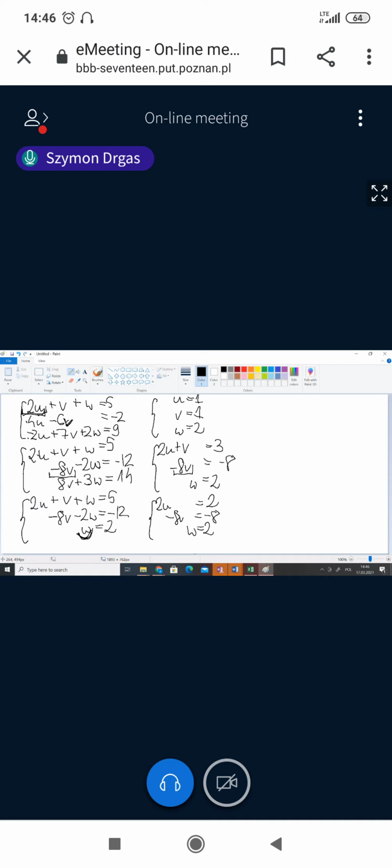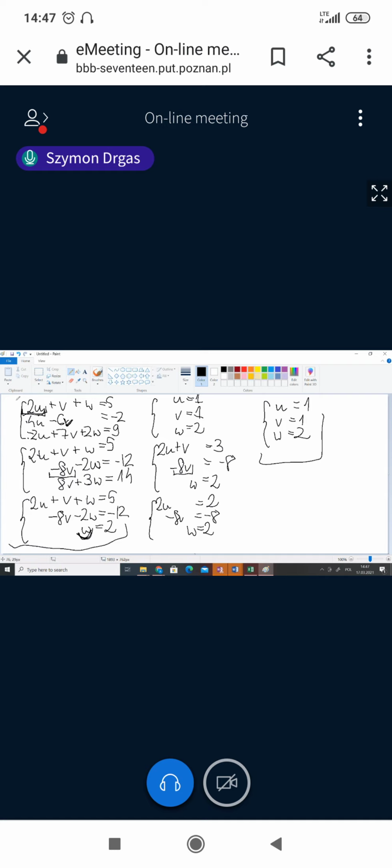And finally I can divide each of the equations in order to find out these solutions. So the first equation can be divided by 2, so u is 1. Then the second can be divided by -8, so v is also 1, and w is 2. So yeah, these are two ways of continuing from this.